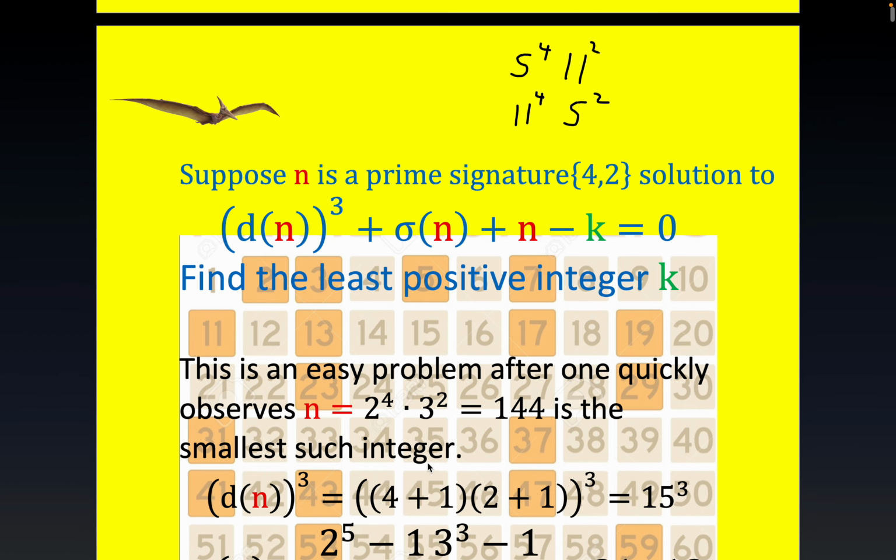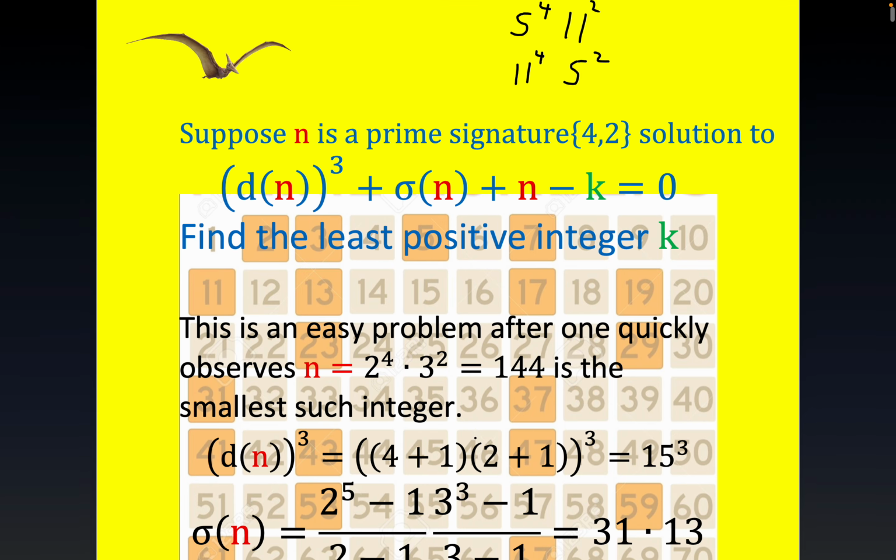Now, it's very clear that this is the smallest signature 4-2 integer right here. Assigning the 4th power to 2, and then these are the two smallest primes, and then you want to keep the larger exponent with the smaller prime. That's crystal clear. Another possibility would be 3 to the 4th times 2 squared, but that's a larger number, right?